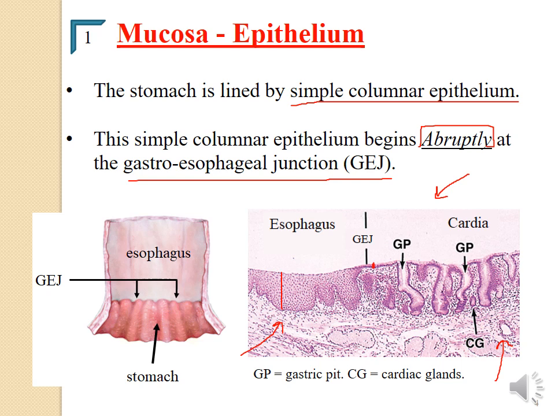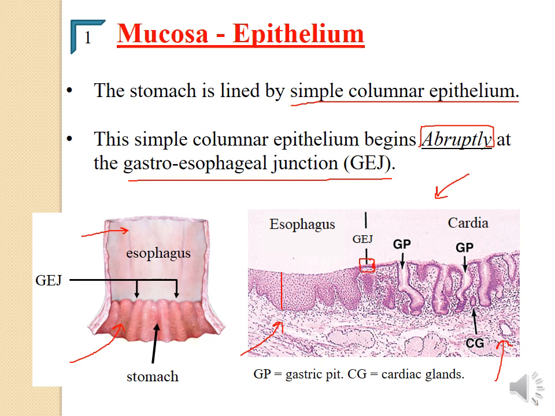It is a very thin epithelium because it is simple columnar epithelium. And look at the transition between these two types of epithelium. It happens suddenly. So at the site where the esophagus meets the stomach, the stratified squamous epithelium will stop suddenly and the simple columnar epithelium will begin. Here we can also see a diagram that shows the site of the junction between the esophagus and the stomach. This is the esophagus and this is the stomach.